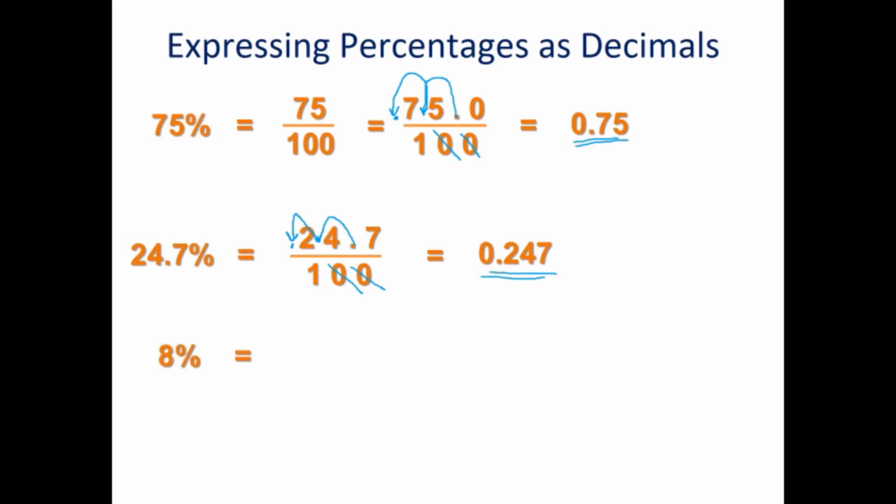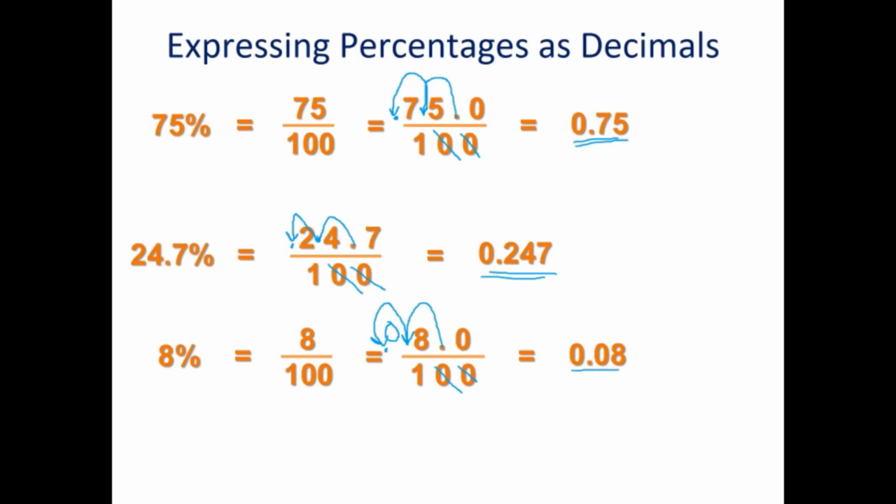Next question. 8%. 8 over 100, definitely. 8.0 over 100. What happened here? Let's see. First step cancels out this 0, and the second step cancels out this 0. But the thing is, this is empty. You have to put 0 there. So your decimal point is before the 0 that you added. So 0.08. Exactly. Okay. Wow, it's taking quite a while. Let's move on.